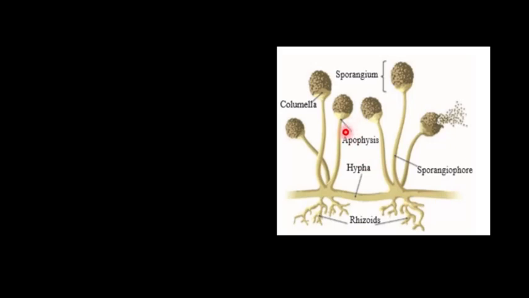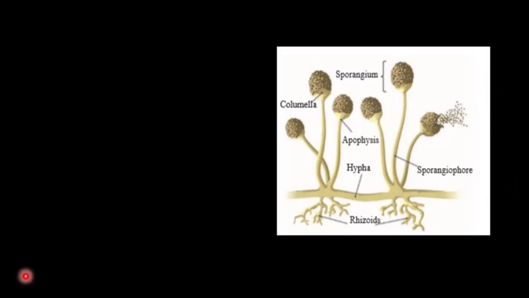Then we have the head on the upper part. The lower part of the head is called apophysis and the upper part is called columella. The round part is called sporangium. Inside the sporangium, we have spores. And when the sporangium bursts, the spores are released. And as the spores are dispersed, wherever they fall, another fungus starts to grow from these spores.